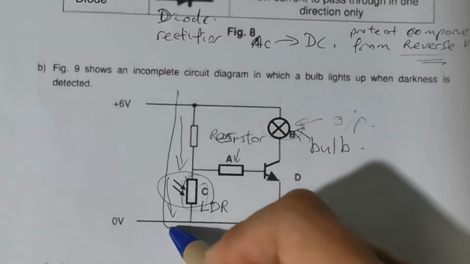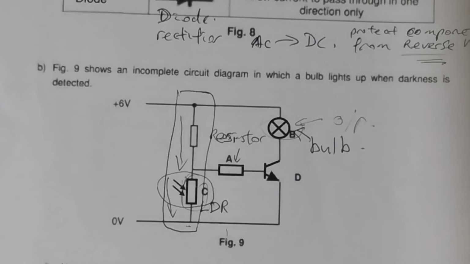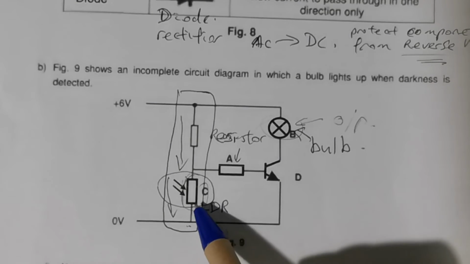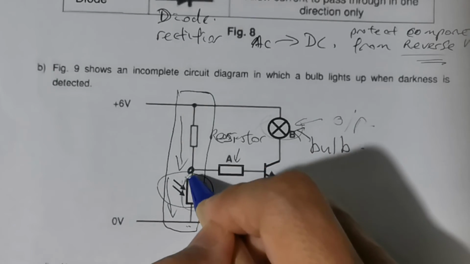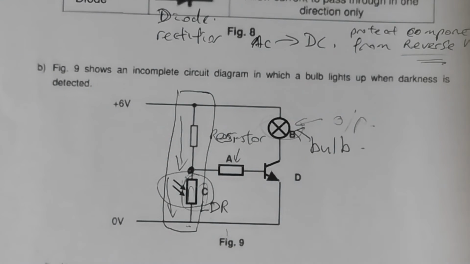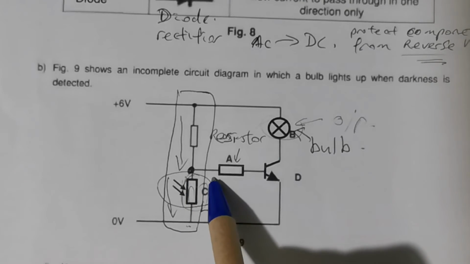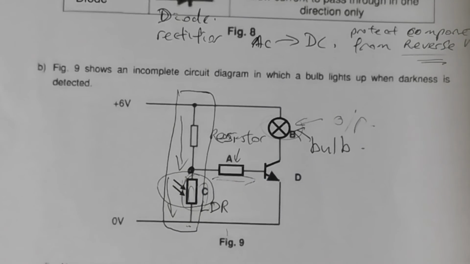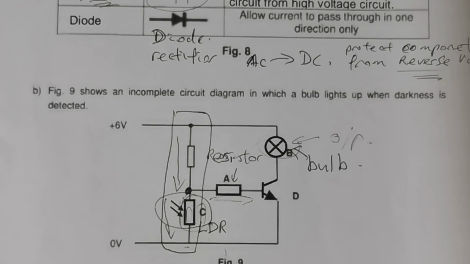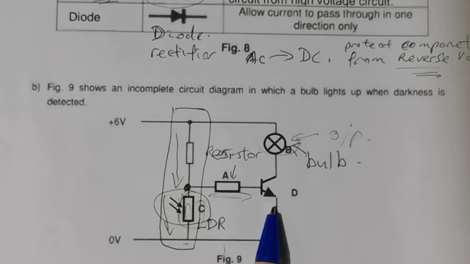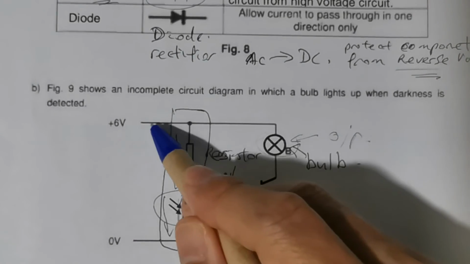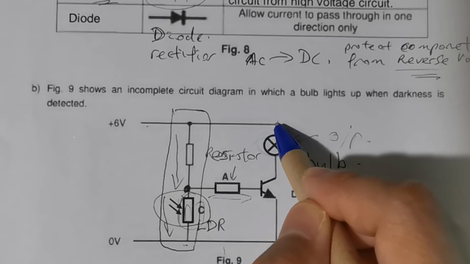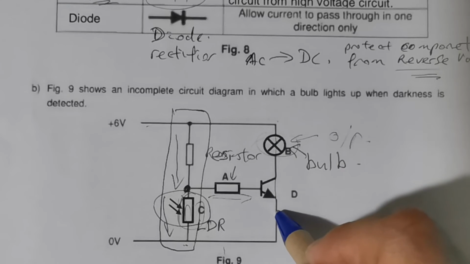Why is it so? Now, if you take a look, this is a voltage divider. So when in darkness, this resistance is very high. The voltage at this point will follow the resistance, it will become very high as well. The voltage is high, it will push current into the base of the transistor. Turn on the transistor. Once the transistor turns on, it allows current to flow. This line represents 6 volts. It will allow current to flow through the bulb all the way down.